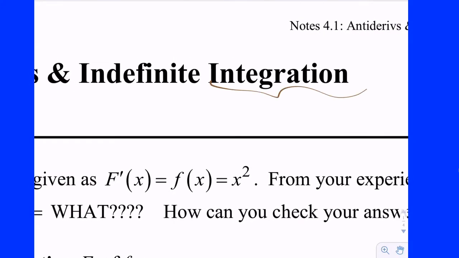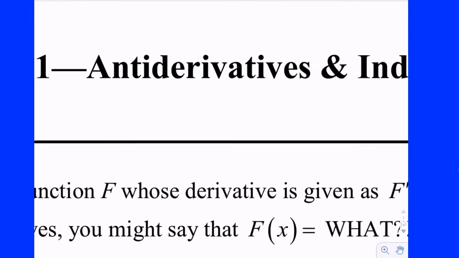How are we going to integrate? Indefinitely. That means forever and ambiguously, right? We don't know what we're doing, but we're going to do it forever. Indefinite integration. Okay, so we're going backwards.